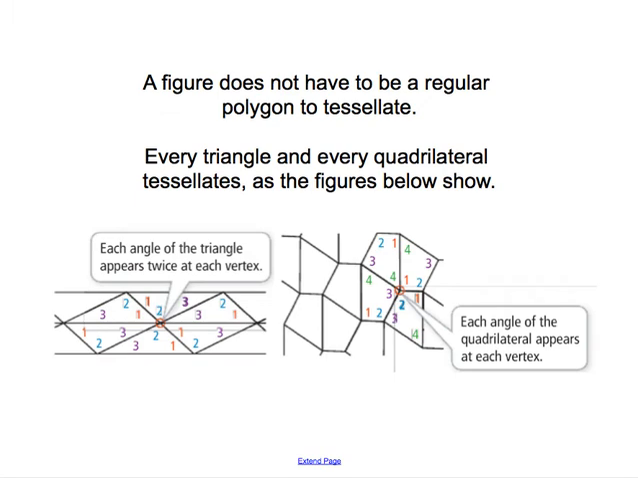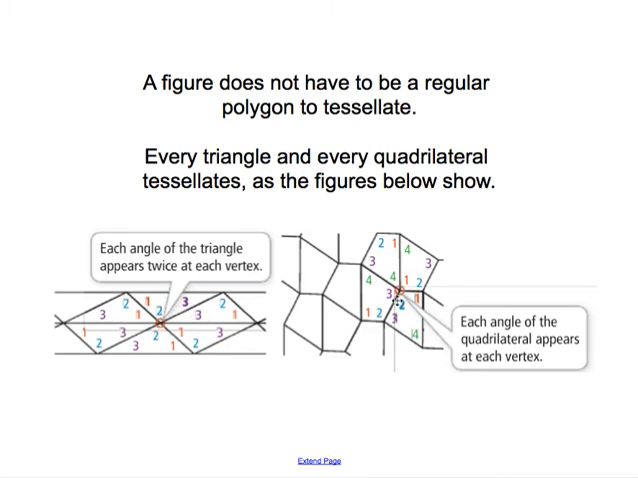So please remember that a figure does not have to be a regular polygon to tessellate. In fact, every single triangle and every single quadrilateral tessellates, as you can see below. So with any given triangle, not necessarily an equilateral triangle, if you take 2 copies of the first angle and make them vertical, 2 copies of the second angle that are vertical, and 2 copies of the third angle that are vertical, you can tessellate the plane with any triangle.